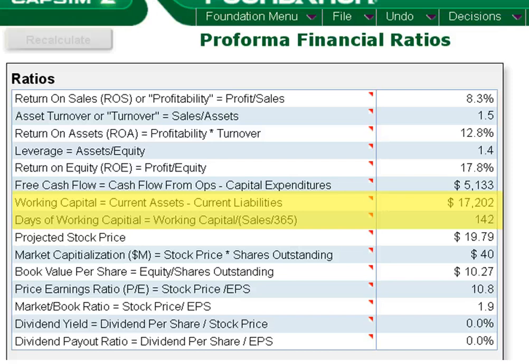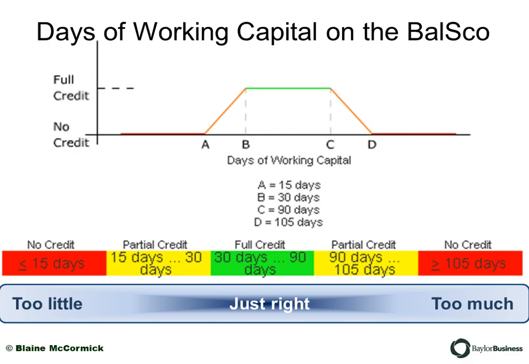Again, these are estimates, they're not actuals, but given the sales forecast and price points that you've given, this is what they project for your team, and so you can find some feedback there in the pro forma financial ratios. So that's days of working capital on the Balanced Scorecard. Again, you want to be just right. You don't want too much cash or too much inventory, or too little cash or too little inventory. You want to be just right here between 30 and 90 days of capital.